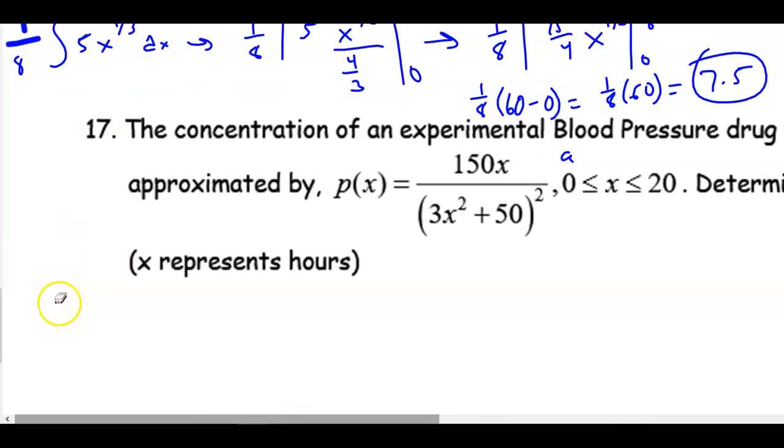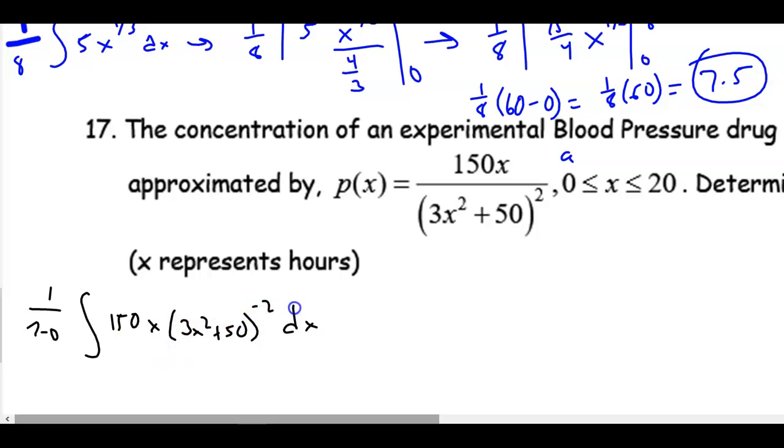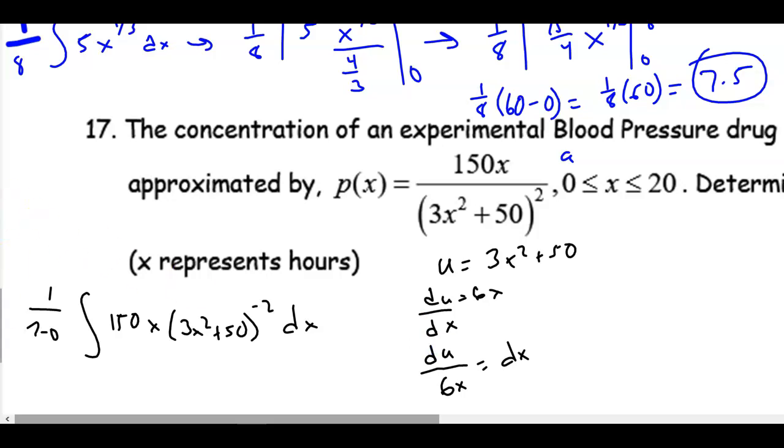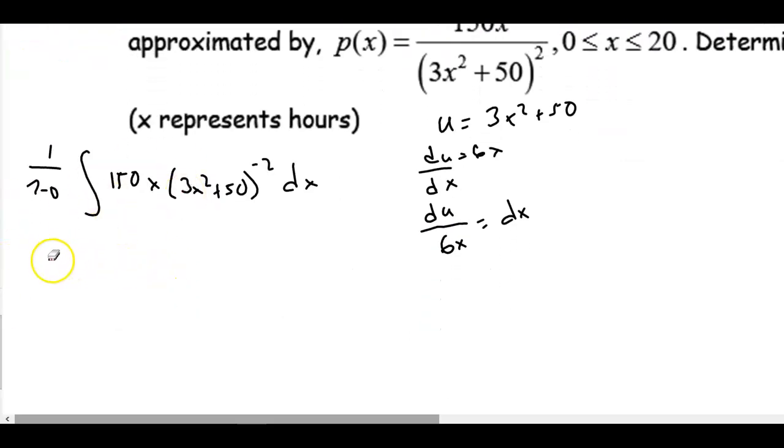So I'm going to do 1 over B minus A. So 1 over 7 minus 0 is 7. All right, I'm going to write that anyway. And then I'm going to actually rewrite this as well. So I'm going to go 150x times 3x squared plus 50 to the negative 2 dx. And now I'm going to use u substitution. u equals 3x squared plus 50, du equals 6x dx. So du over 6x equals dx. All right. Now let's plug and simplify some of this.